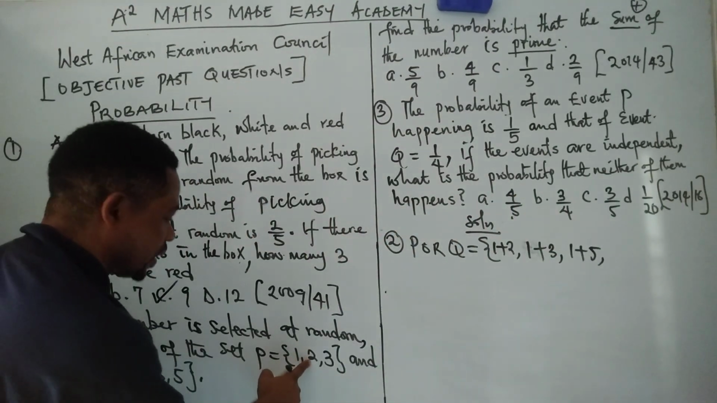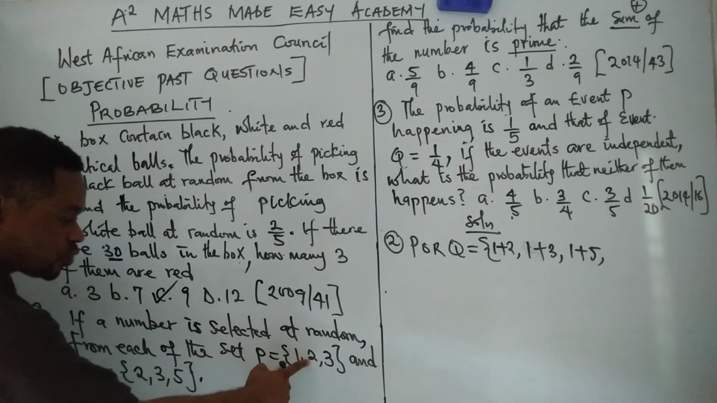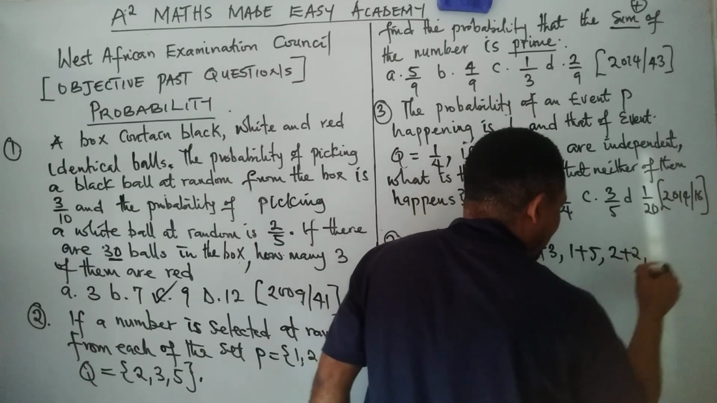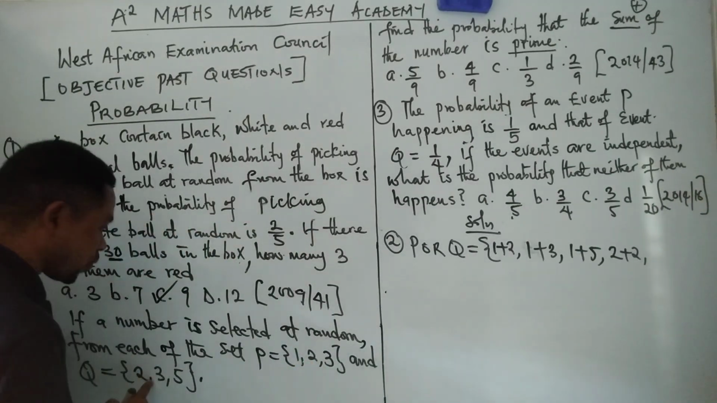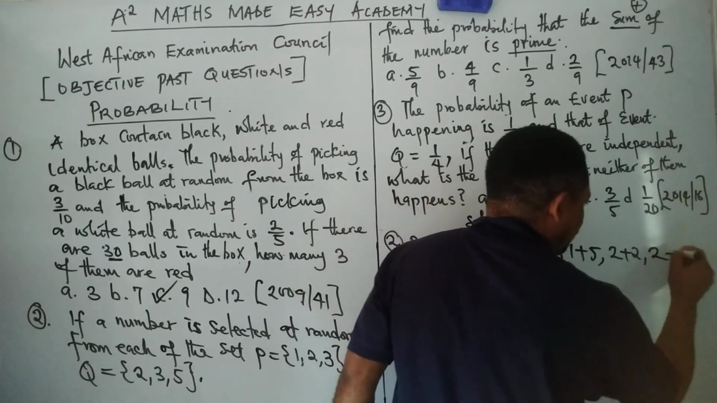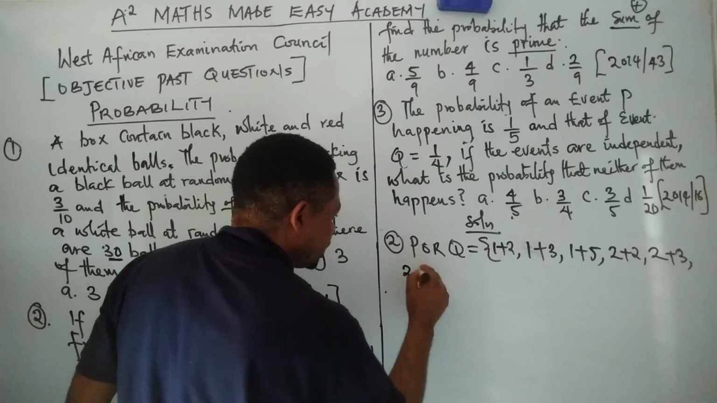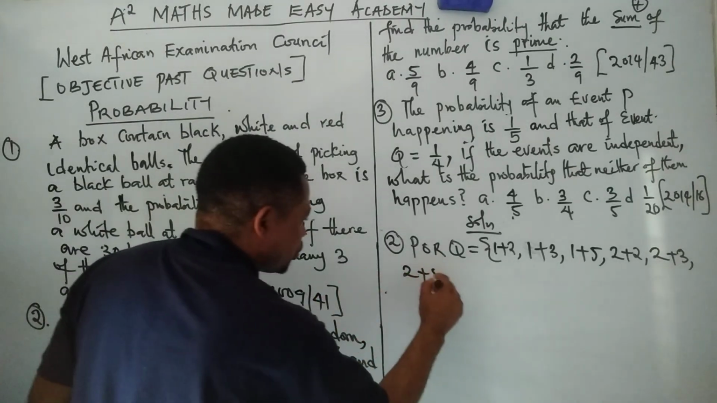I will now use 2 again and roll this one again. The first one we are going to say is 2 plus 2, comma. Next is 2 plus 3, comma. Then the next is 2 plus 5. I am done with 2.